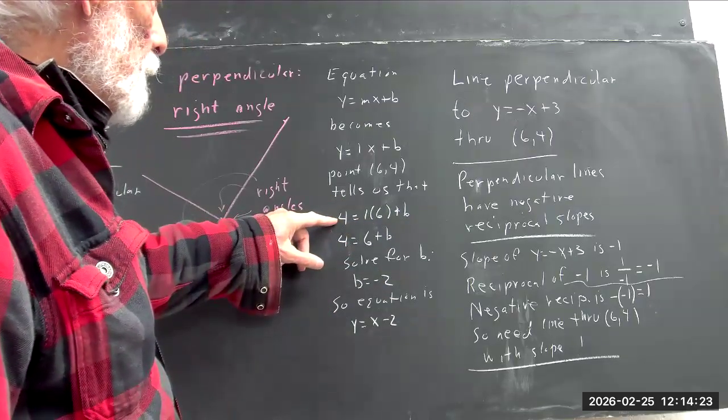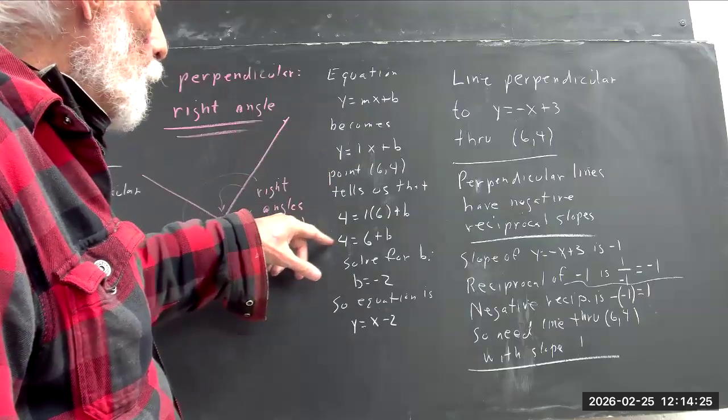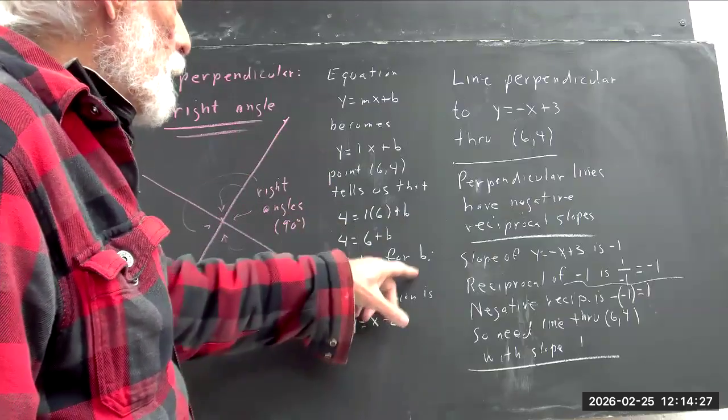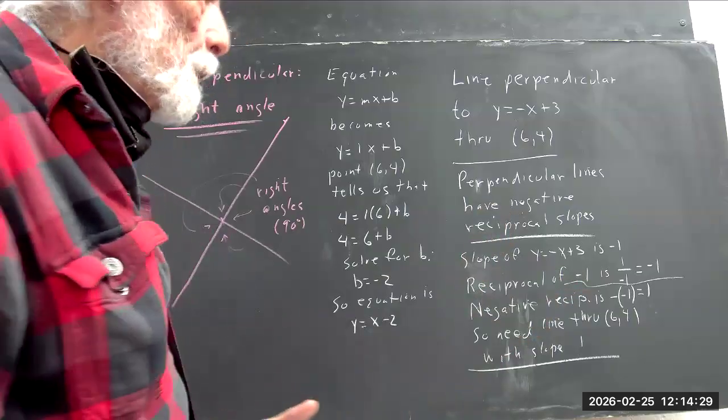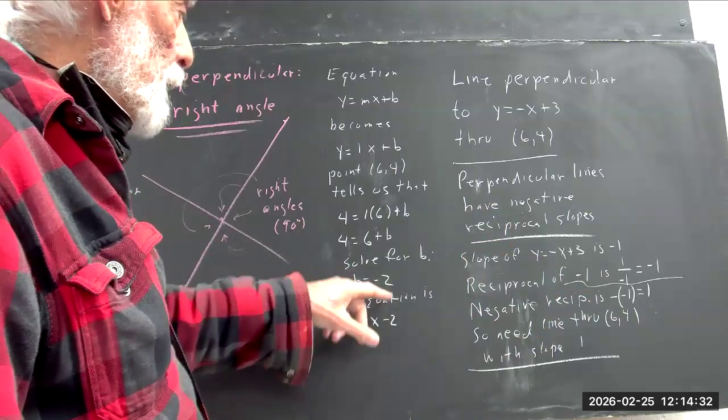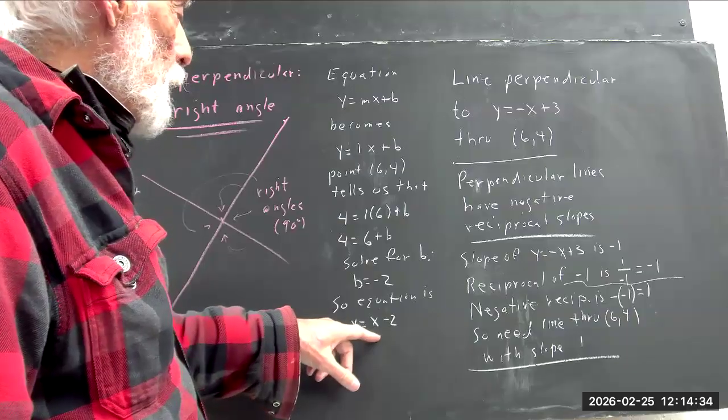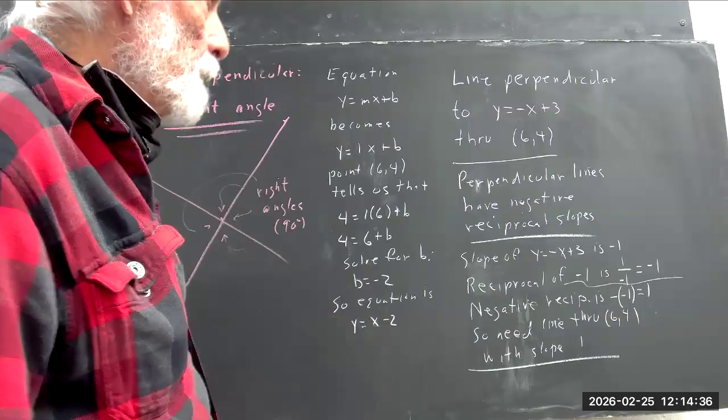We solve this equation. Well, we simplify it. We get 4 equals 6 plus b. We subtract 6 from both sides to get b. We get b equals -2. So our equation is y equals x minus 2.